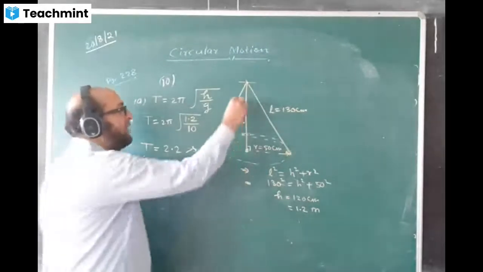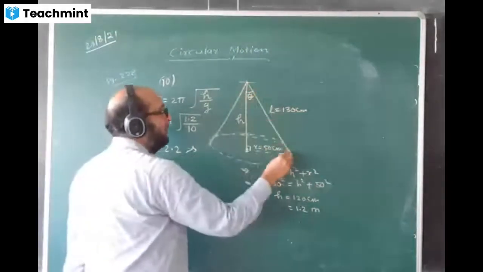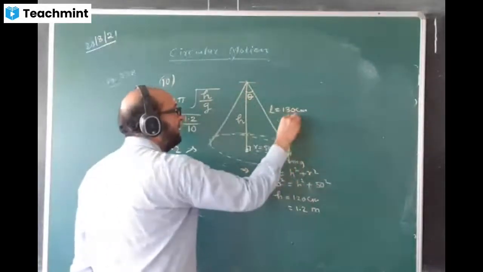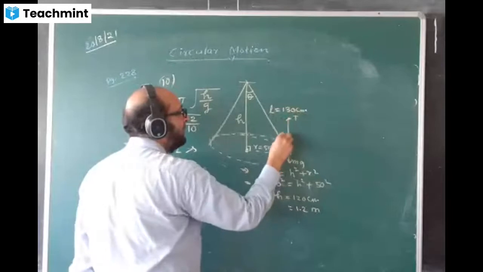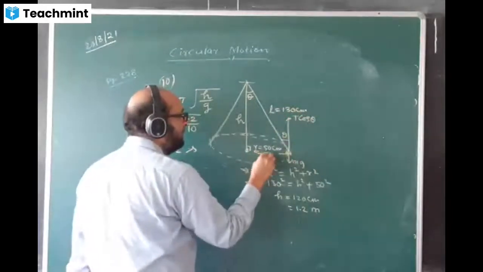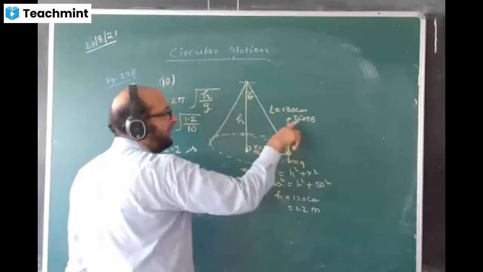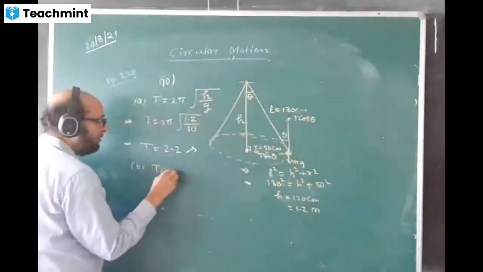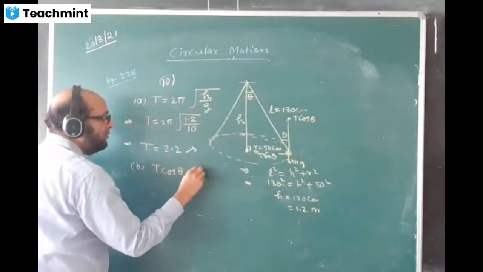I take this angle as theta. Weight is acting downward as mg. Here I will write like this: this will become T, this angle is theta, and this becomes T cos theta and T sin theta. To find the tension, I will equate T cos theta equal to mg. T cos theta is equal to mg.